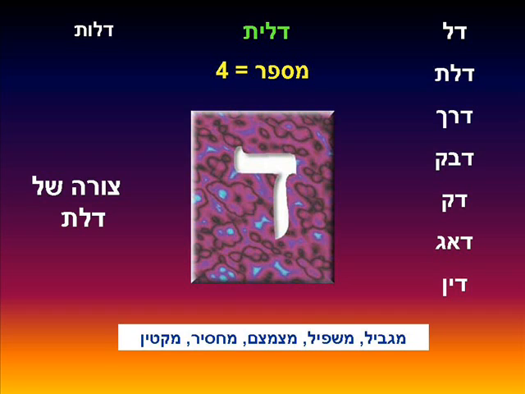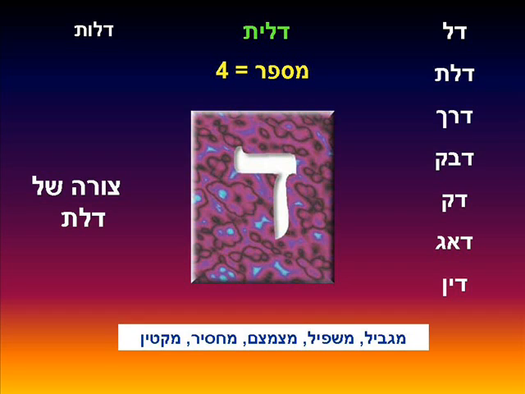Some words that have Dalet as the first letter: Dal, Delet, Derech, a way. What is a way? It's also limiting. You go only on this way, you don't go off the way. Devek, glue, duck, thing. Even the word Doeg, to worry, he's limiting himself. And Din, judgment, is also limiting, constricting. Yeah, there are many words. I just gave you a few examples here.